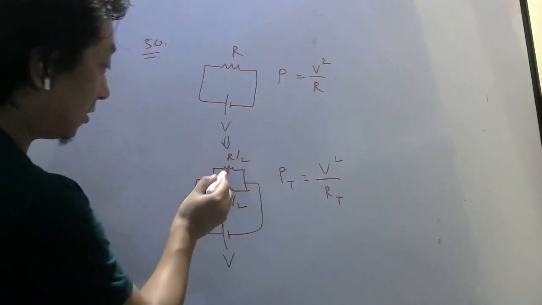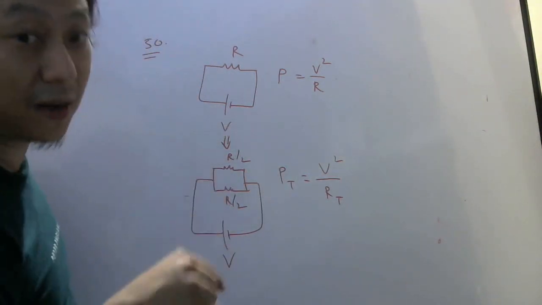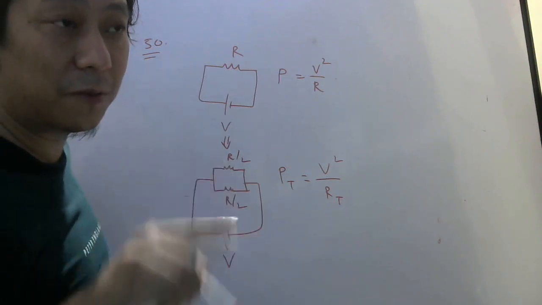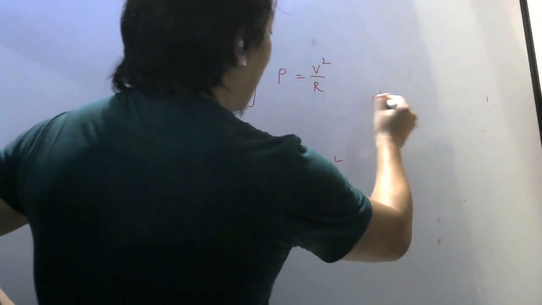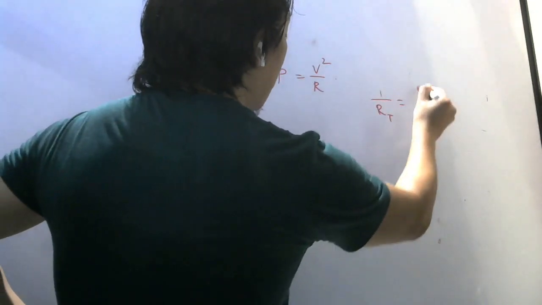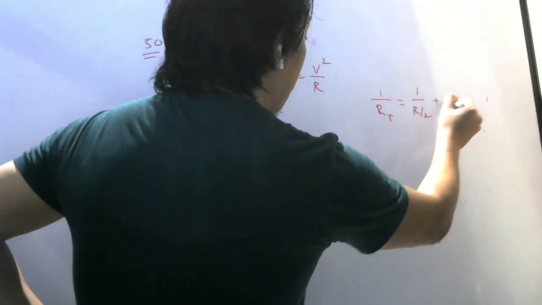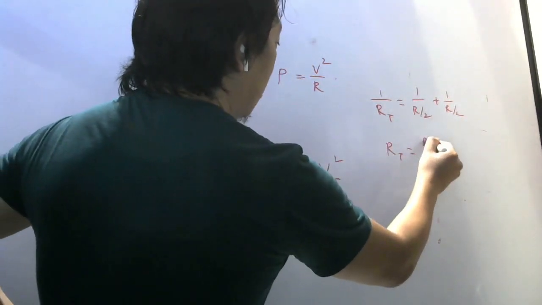What is the total resistance of R by 2 and R by 2 in parallel? 1 by R by 2 plus 1 by R by 2. Yes or no? So it will be 1 by R total. Parallel, no? 1 by R by 2 plus 1 by R by 2. Simplify, you will get R total as R by 4.